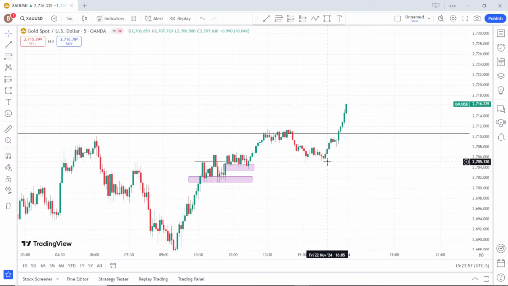So have a bias, stick to that bias. If it's bullish, trade bullish scenarios only for the week. If it's bearish, trade bearish scenarios only for the week. It's only when you're more confident that you can start looking for, okay, what are the counter trades? What are the counter days? It's that easy.